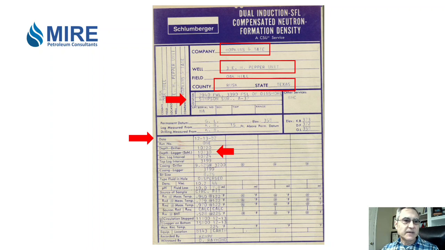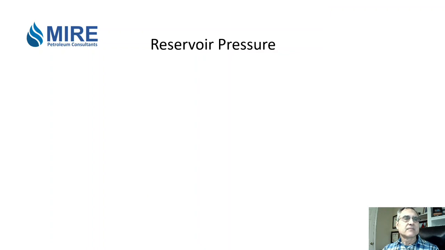And there's other information, but some important information is the type of fluid in the hole, and the density is 10.2 pounds per gallon. So that's the weight of the drilling mud when they drilled and logged the well through this depth. And then some other information you can get is the maximum recorded temperature at the bottom of the hole from the logging tool.